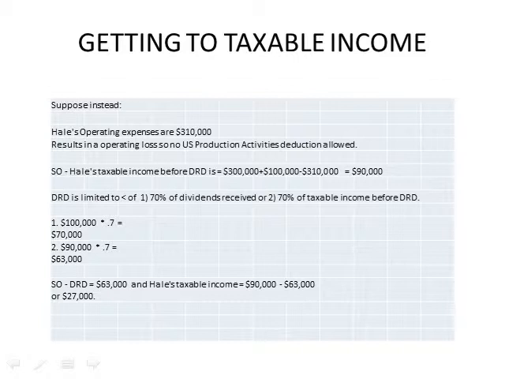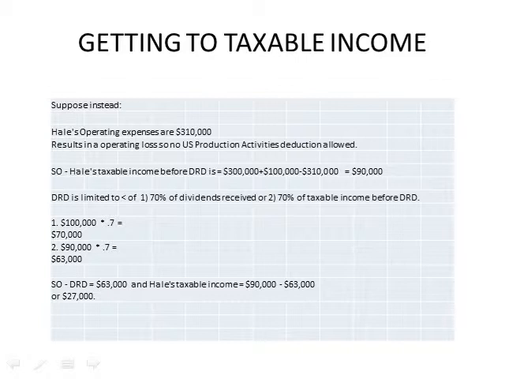So the dividends received deduction is the lesser of those two, which is $63,000. So then Hale's taxable income under this scenario becomes $90,000 of taxable income before the dividends received deduction, less the qualified or limited amount of the dividends received deduction we're able to take of $63,000, getting us to a $27,000 taxable income. And so again, this is just a very good example of showing what some of the limitations to some of these deductions are and how they apply.